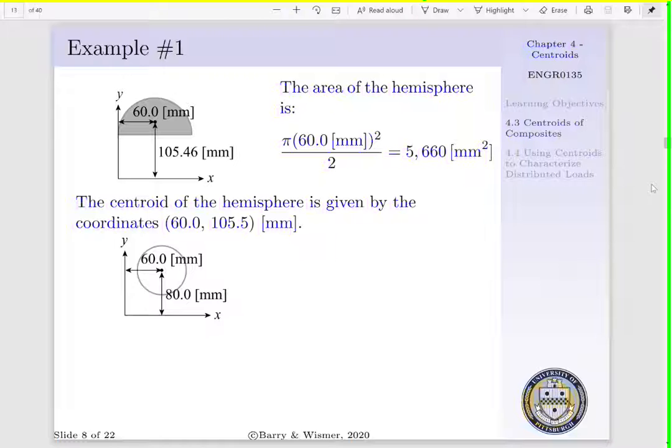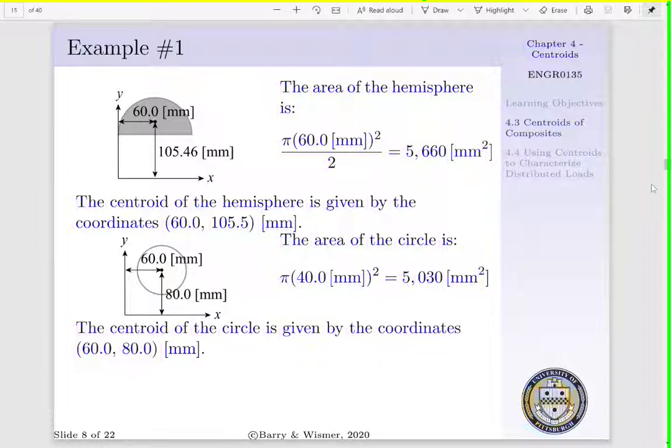Lastly, we have a circle that's centered 80 millimeters above our x-axis, and this is being removed from our shape. The area of our circle is pi r squared, where our radius is 40 millimeters. Thus, we have an area of 5,030 millimeters squared, and our x bar and y bar locations are given as 60 millimeters and 80 millimeters, respectively.